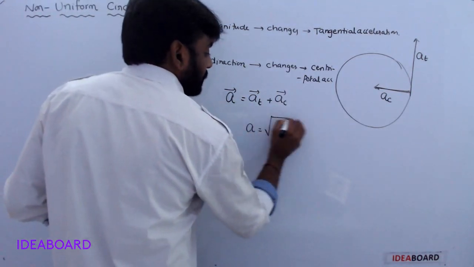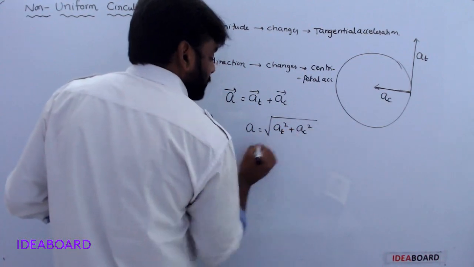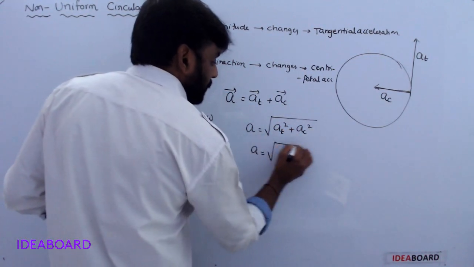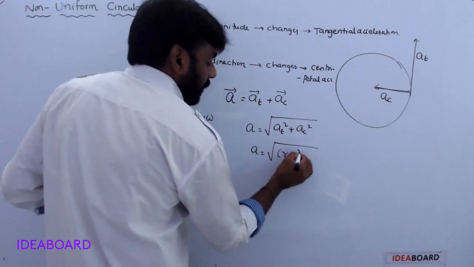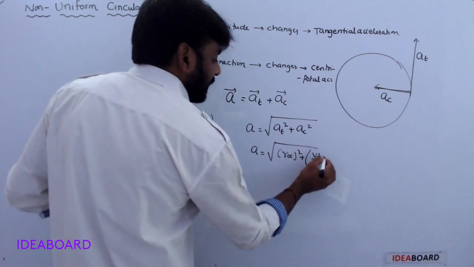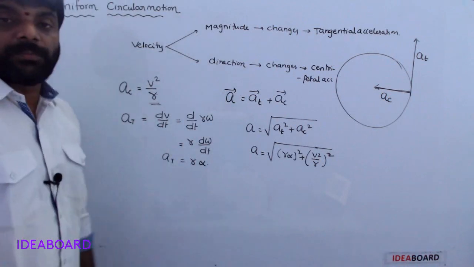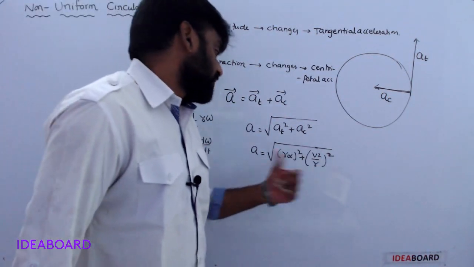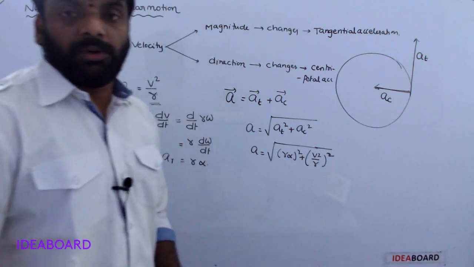A is equal to square root of at square plus ac square. A is equal to the square root of, tangential acceleration means r alpha whole square, plus v square by r whole square. This is the net acceleration in non-uniform circular motion.